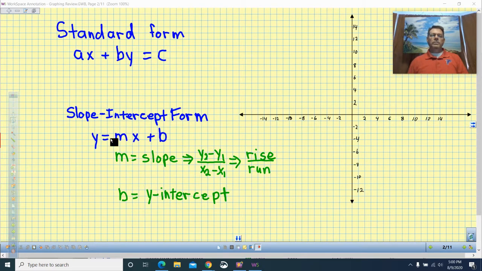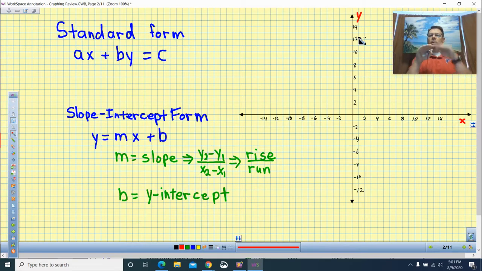Okay, so the m is the slope. The x is not the slope, just the m. And then the b, whatever the constant number is, is called the y-intercept. That means where the line is going to cross the y-axis. Just in case we weren't so sure what those are, let's remind ourselves: this is our x-axis, and this is the y-axis. X's go left and right, y goes up and down, domain, range.